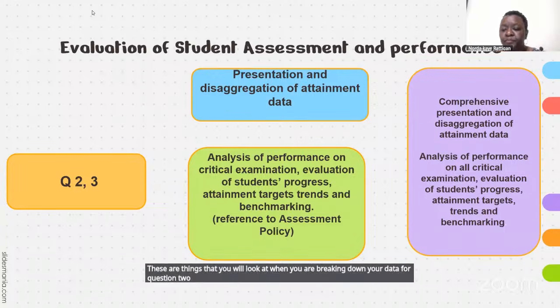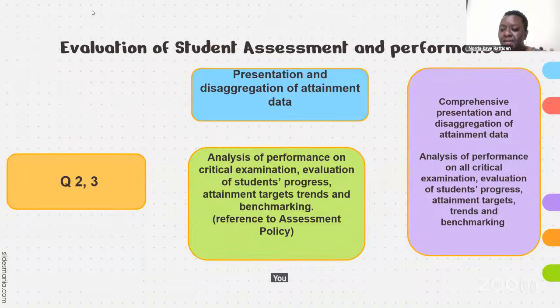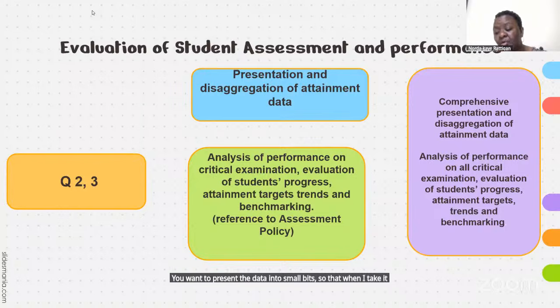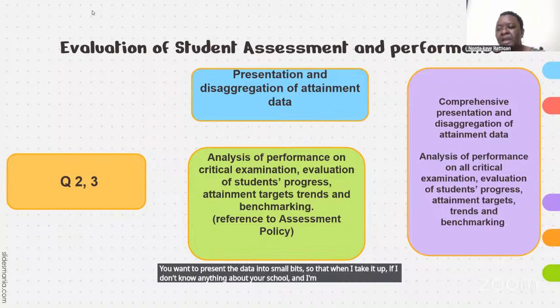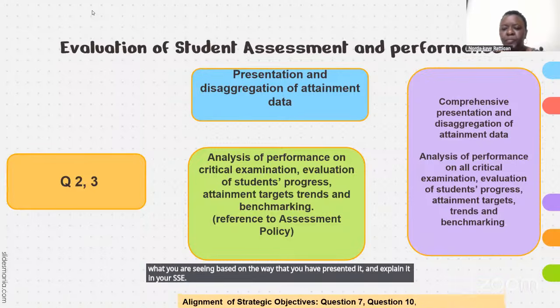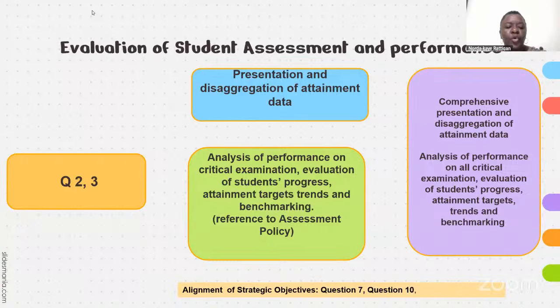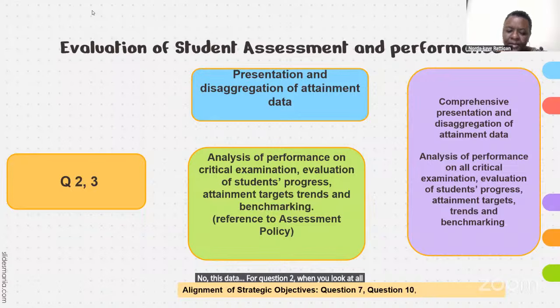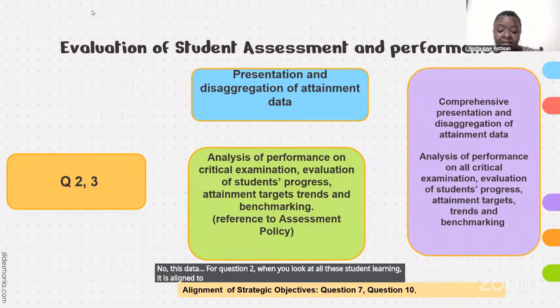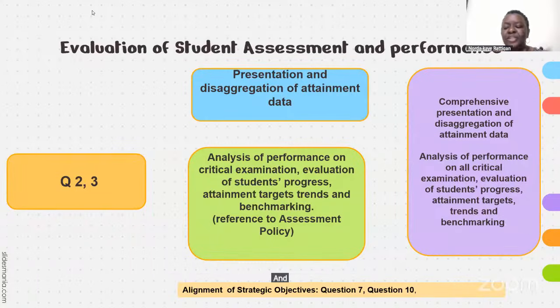2 and 3. You want to present the data into small bits so that when I take it up, if I don't know anything about your school and I'm reading your SSC, I can see what you are seeing based on the way that you have presented it and explain it in your SSC. Now, this data for question 2, when you look at all these student learning, it is aligned to strategic objective 7 and question 10. And you will see how this matches up when we get into the strategic objective part.